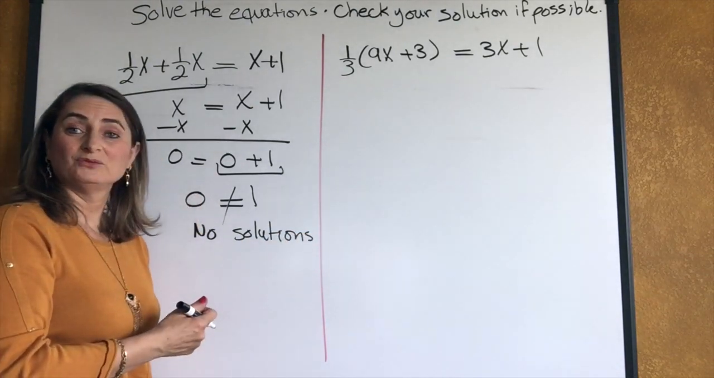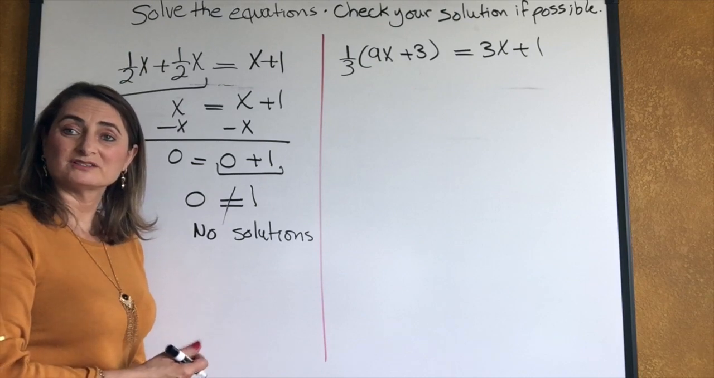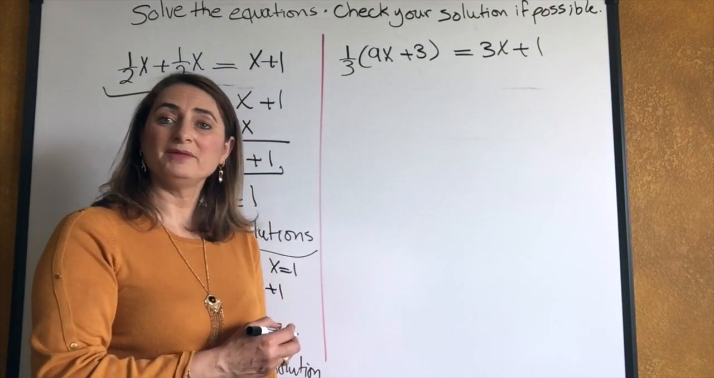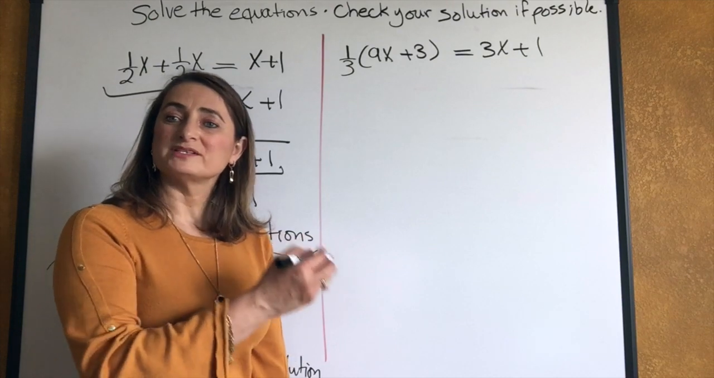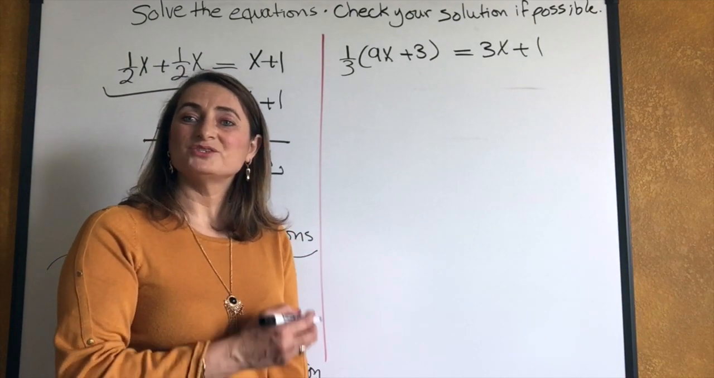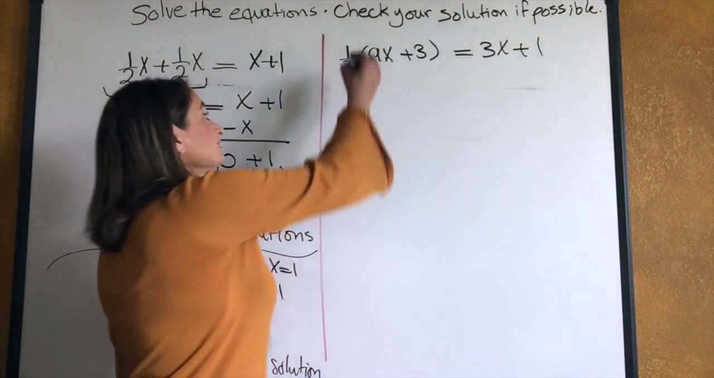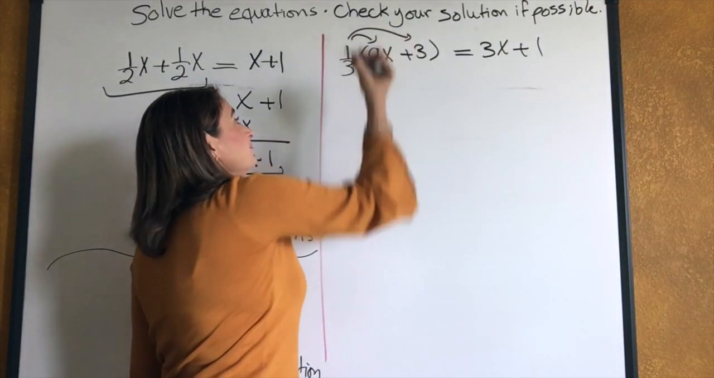Any number will not solve this equation. Now let's check the second problem. You have 1/3 times a parentheses. So step number 1 is to undo the parentheses: 1/3 times 9x and 1/3 times 3.